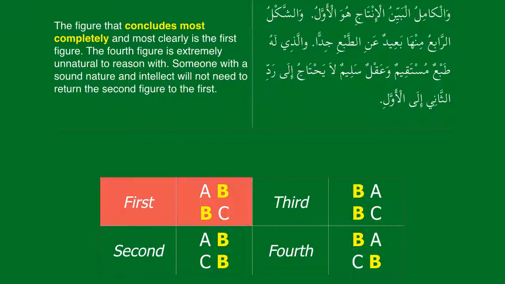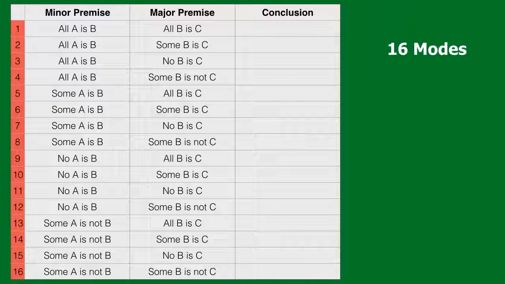He says the figure that concludes most completely and most clearly. So we did this line already, but we skipped the meaning of the first figure concluding most completely. We know what it means for it to conclude most clearly. We just explained that. But what does it mean for it to conclude most completely? In order to do that, we need to consider the 16 modes of the first figure. Each one of the four figures is going to have 16 modes.